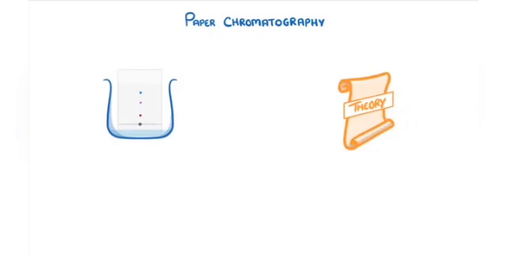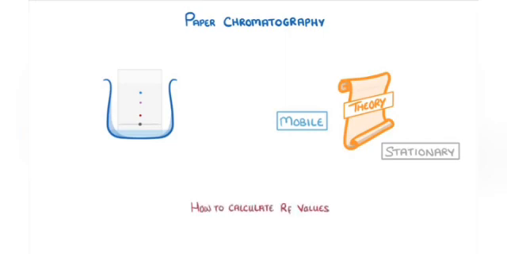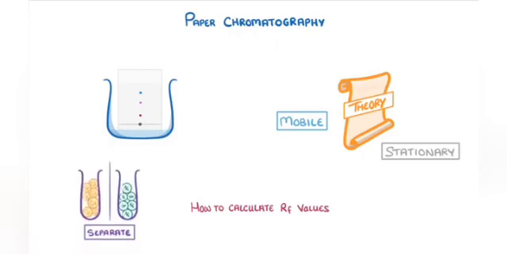Chromatography. We'll take a look at how it's done, explain the theory behind it, like what the mobile and stationary phases mean, and also show you how to calculate RF values. Now, chromatography is a general analytical technique used to separate the different substances in a mixture so that we can then identify them. And there are actually lots of different types of chromatography. But the one you need to know about is paper chromatography, which can be used to separate the different dyes in an ink.